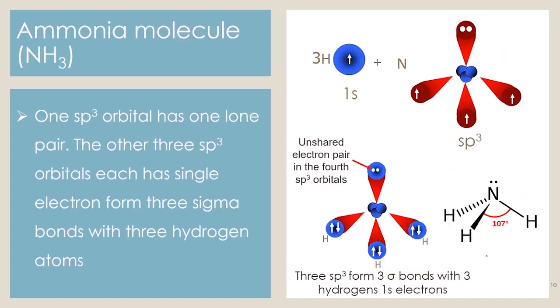Another example of the sp3 hybridization is the ammonia molecule. The nitrogen atom also undergoes the sp3 hybridization, with the s orbital hybridized with the 3 2p orbitals to form the 4 sp3 orbitals, with one lone pair of electrons in one of the sp3 orbitals, and the other three sp3 orbitals, each with one electron, overlap with the three 1s orbitals of the three hydrogen atoms.